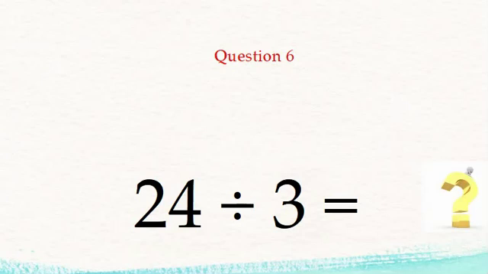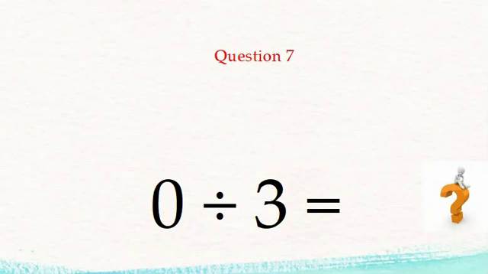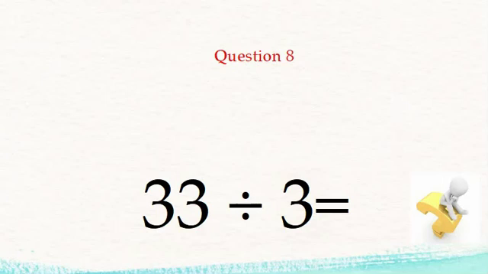Question 6. 24 divided by 3 equals. Question 7. 0 divided by 3 equals. Question 8. 33 divided by 3 equals.